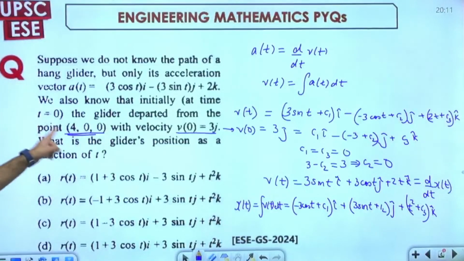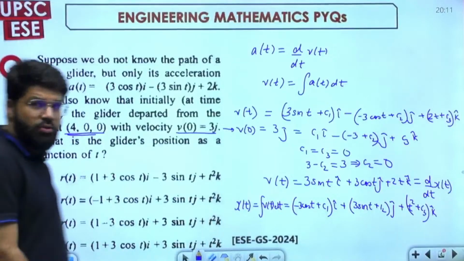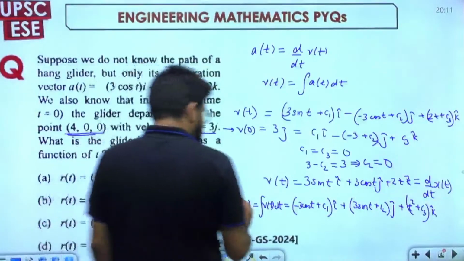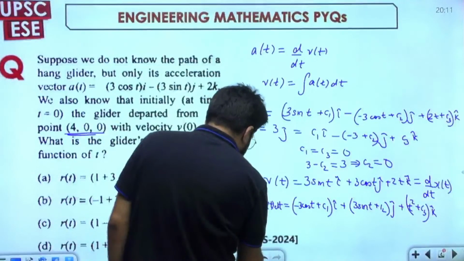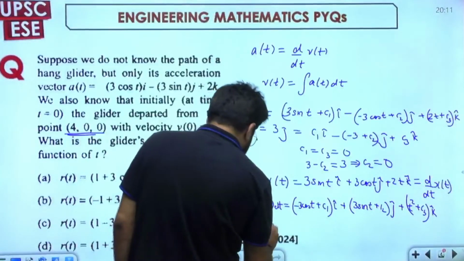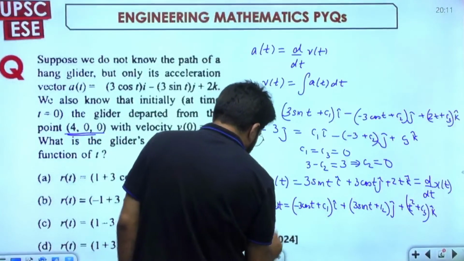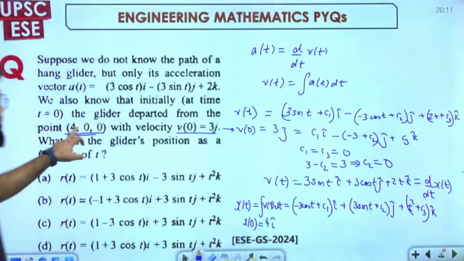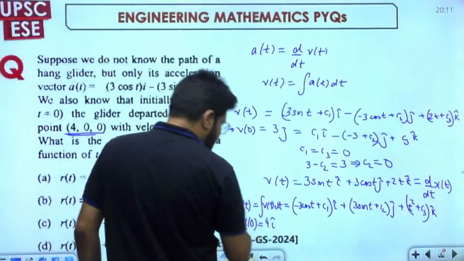Okay, at t equal to 0, the position should be 400. So at t equal to 0, x of 0, if I say 400, means 4 i cap. Only the x component: 4 i cap, 0 j cap, 0 k cap. So at t equal to 0, v0 is given, x0 is also given.